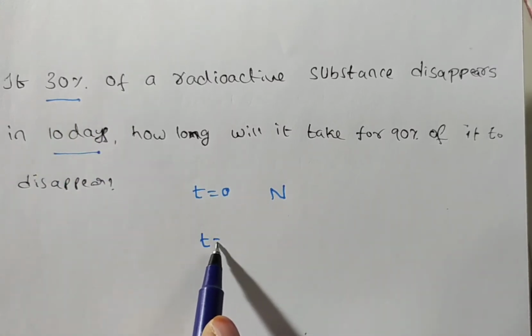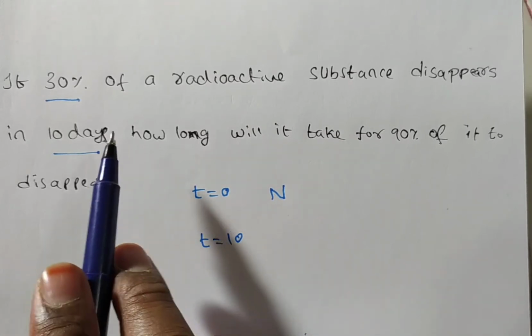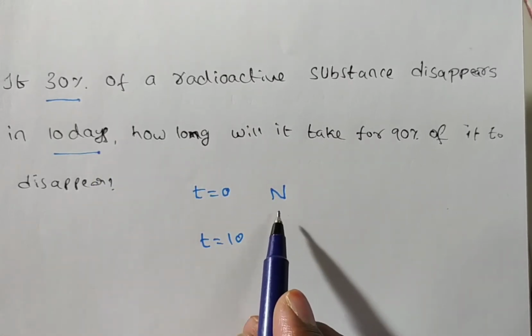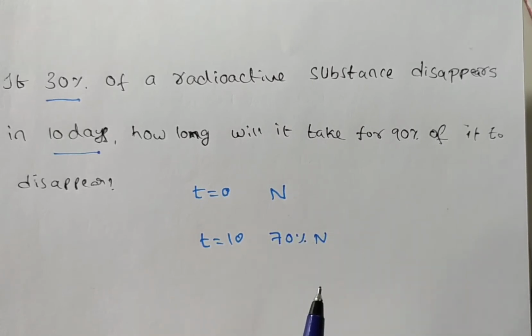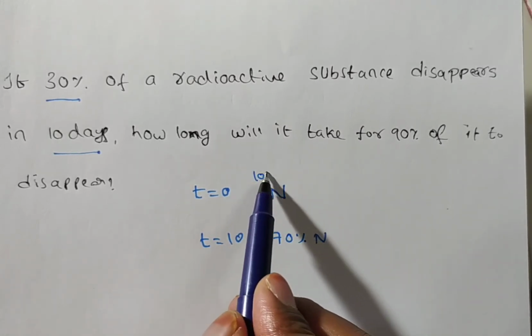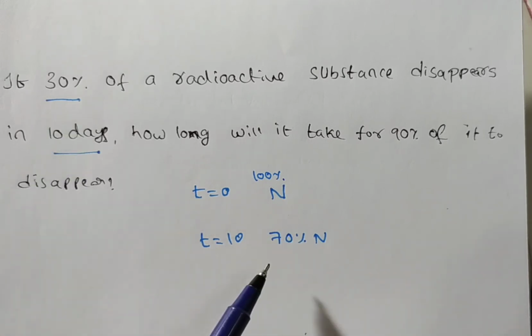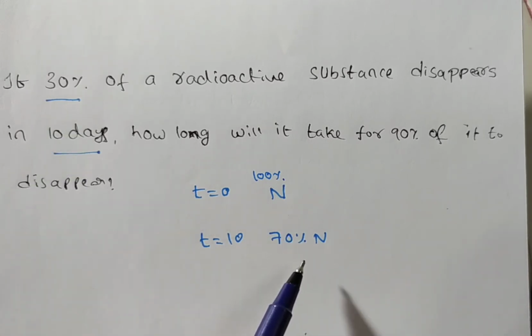In how many days? 10 days. In 10 days 30% disappears. Then obviously how much is the remaining substance? 70% of N. Is it clear? If you consider originally 100% is there, 30% is decreasing, so how much remaining? 70%.